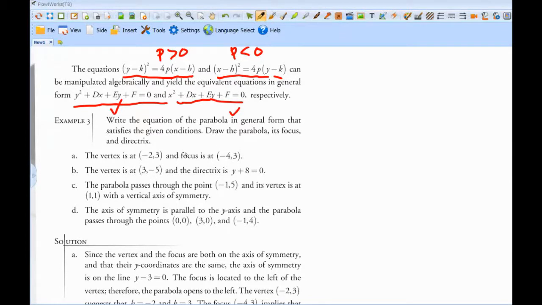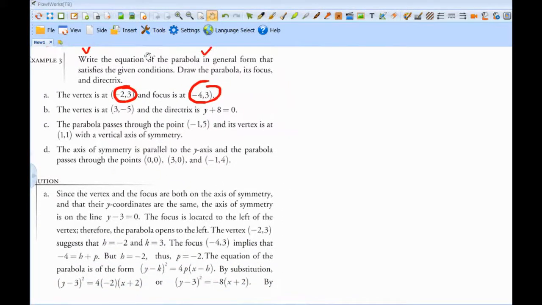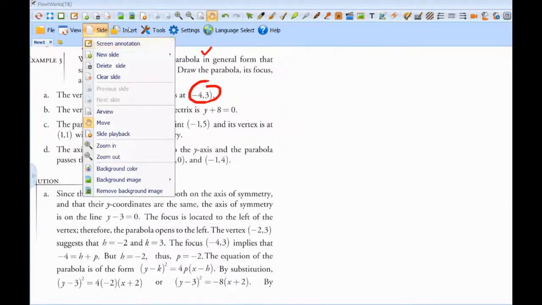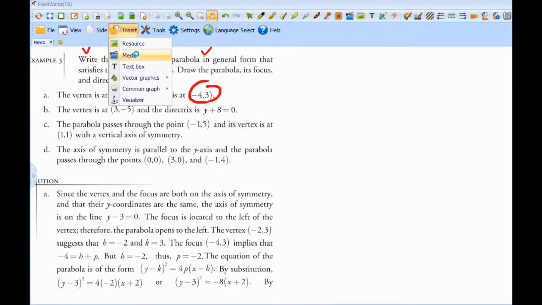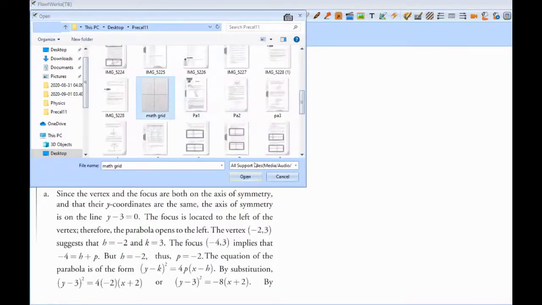Example 3: write the equation of the parabola in general form that satisfies the given conditions. Draw the parabola, its focus, and directrix. So let's start on letter A. The vertex is at negative 2, 3, and the focus is at negative 4, 3. So let us try to graph first the vertex and the focus.